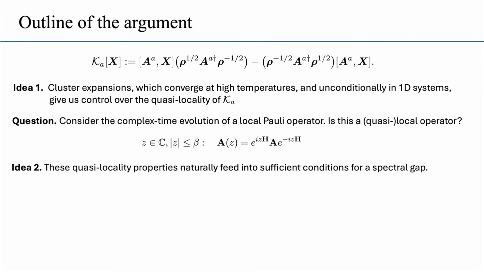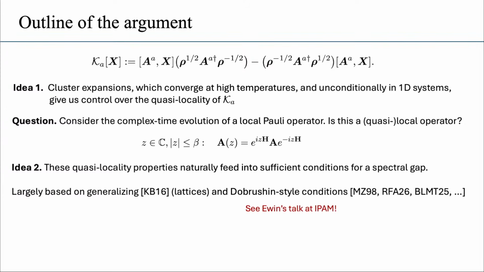The second idea is that once we have these key quasi-locality properties for the Lindbladian generator, these naturally feed into sufficient conditions for a spectral gap in the form of influence conditions or spectral gap recursions. I'm not going to comment too much about it, but at the very least, as I mentioned, it's largely based on recursion or Dobrushin style conditions. Ewan has a fantastic talk about this on her recent paper at IPAM. I'd recommend you see her talk because she explains it much better than I could.